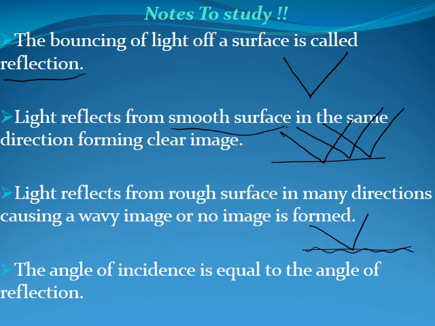Imagine this is the rough surface. Here the rays move like this and intermingle together. So this is a rough surface. What's the difference between a smooth and a rough surface? Whenever light reflects from a smooth surface, it reflects in the same direction, causing a clear image. While light from a rough surface reflects in many directions, causing maybe a wavy image, or in some cases, no image.